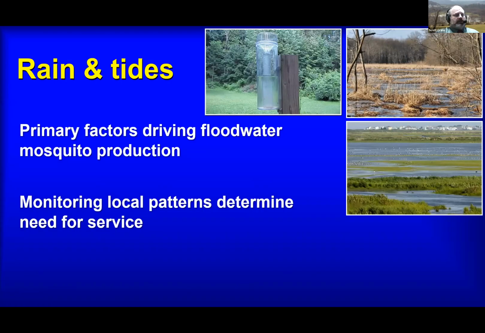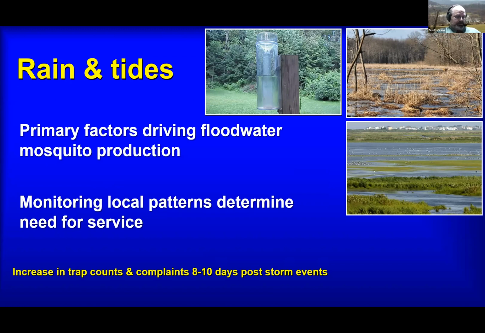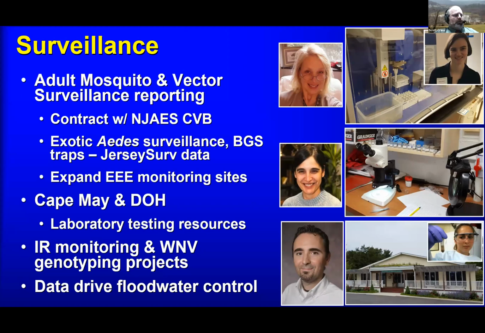Now, as touched on earlier, and you'll find this in the presentations that came before me and the ones that follow, rain and tides are the primary factor driving mosquito production here in New Jersey. And monitoring these local patterns helps determine the need for service. And you'll typically find that following these events, 8 to 10 days or so, you'll see an increase in complaints and trap counts by far. So very, very predictable once the weather events or tides have actually happened. Again, floodwater mosquitoes.